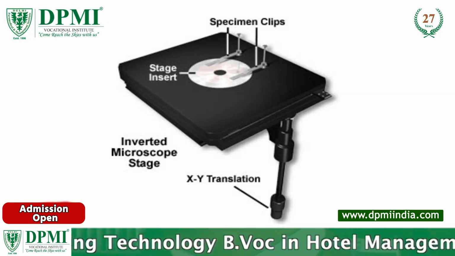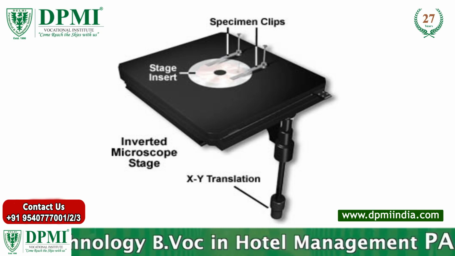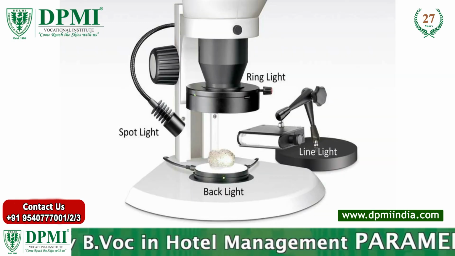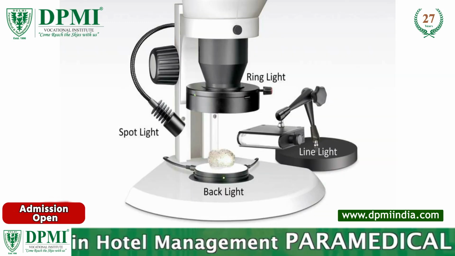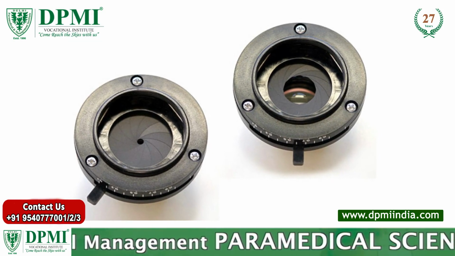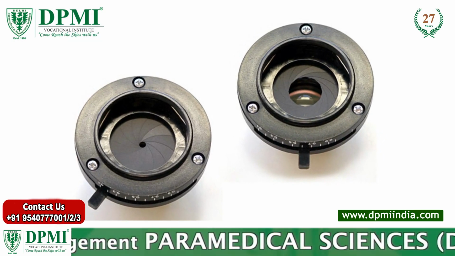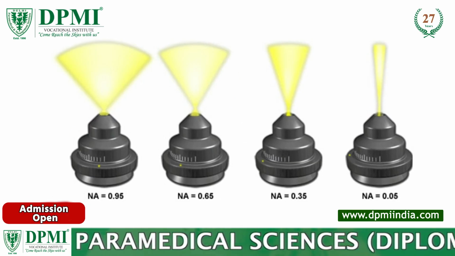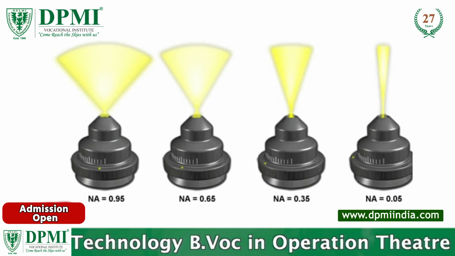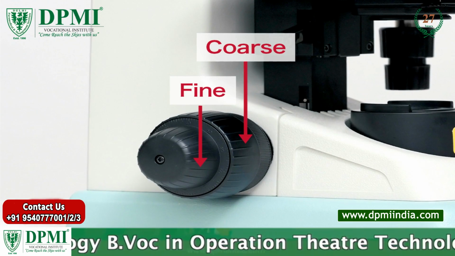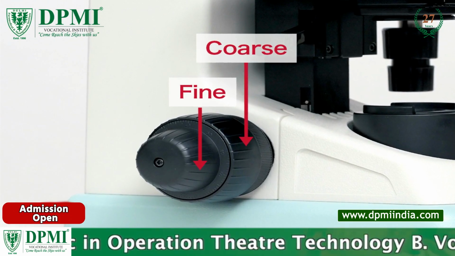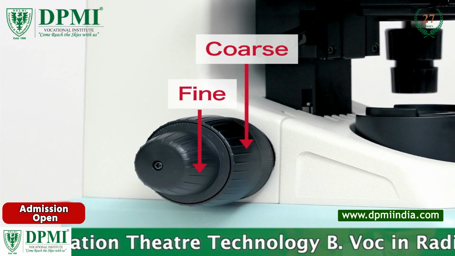Mechanical stage, the platform where the specimen is placed. Light source illuminates the specimen. Diaphragm controls the amount of light. Condenser focuses the light from the illuminator onto the specimen. Focus adjustment, fine and coarse adjustments, to bring the specimen into focus.